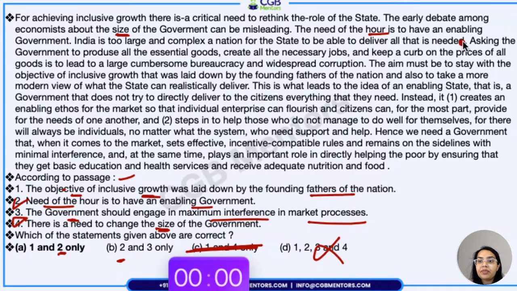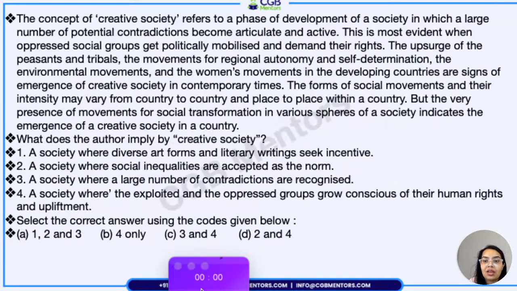Now let's look further. The need of the hour is to have an enabling government. India is too large and complex a nation for the state to be able to deliver all that is needed. Asking government to produce all the essential goods, create and keep a curb on everything is to lead to a large cumbersome bureaucracy. The aim must stay like this. We also get to see something about the founding fathers. The aim must be to stay with the objective of inclusive growth that was laid down by the founding fathers. Nothing more needs to be done. The answer is right in front of you. Next question.